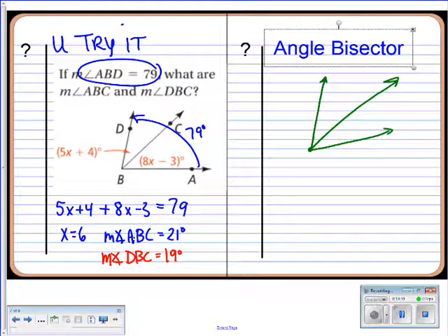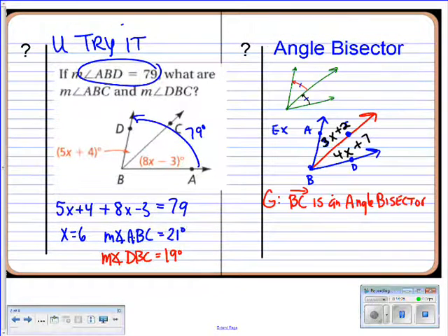Now working with an angle bisector, it actually cuts an angle in half. So if I'm told that middle ray is an angle bisector, this is what I know. I know that that angle and that angle are the same. Okay? So in this problem, we see that BC is an angle bisector. And so we need to have a question. Let's have you find X.